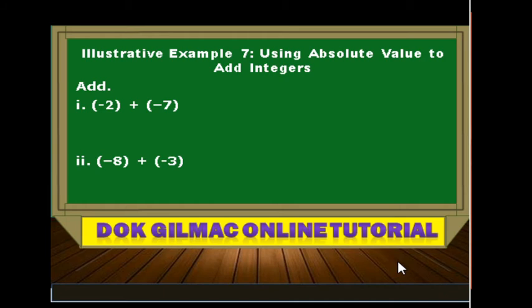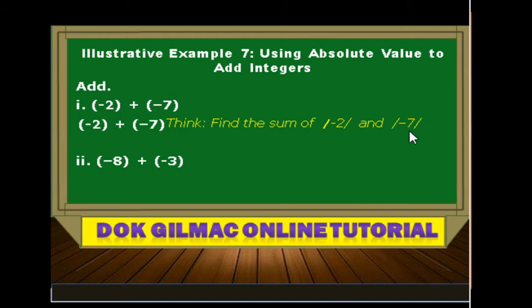Let's have illustrative example number 7. Add negative 2 plus negative 7, and negative 8 plus negative 3. So we have negative 2 plus negative 7. You think of the sum of the absolute value of negative 2 and the absolute value of negative 7. 2 plus 7 is 9. Okay, same sign, use the sign of the integers. The signs are negative, so we use the same sign. That's equal to negative 9.